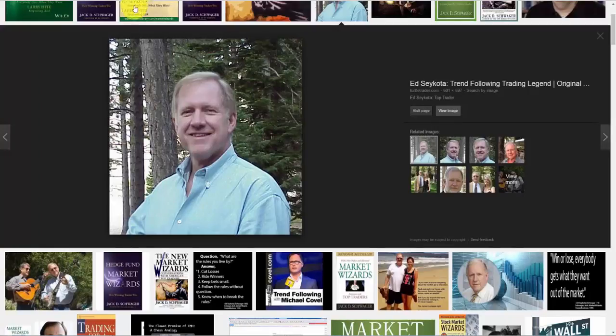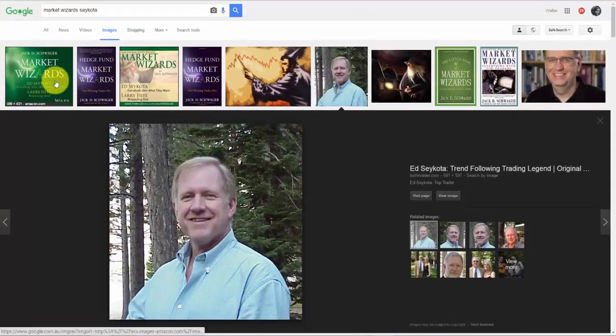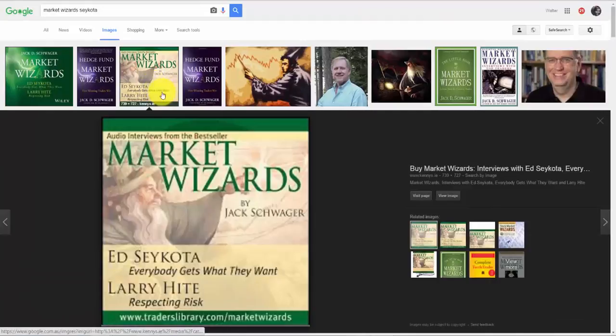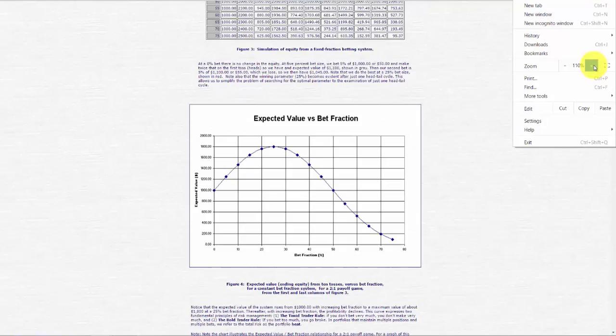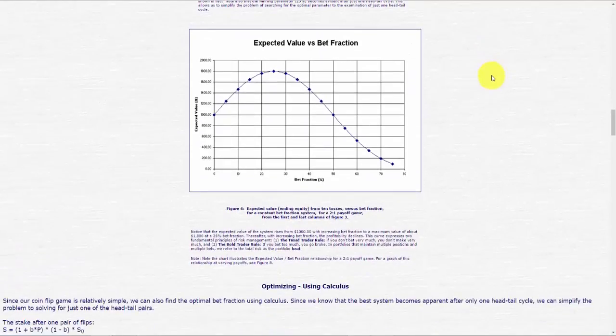Okay, so this discussion starts with Ed Sequoia. Ed Sequoia, of course, was in the Market Wizards book. Many of you have probably read the Market Wizards book. He's probably one of the most well-known interviews in that book for many traders. But here's the important point when you're talking about risk. There's a percentage that you can risk to maximize your returns, okay?